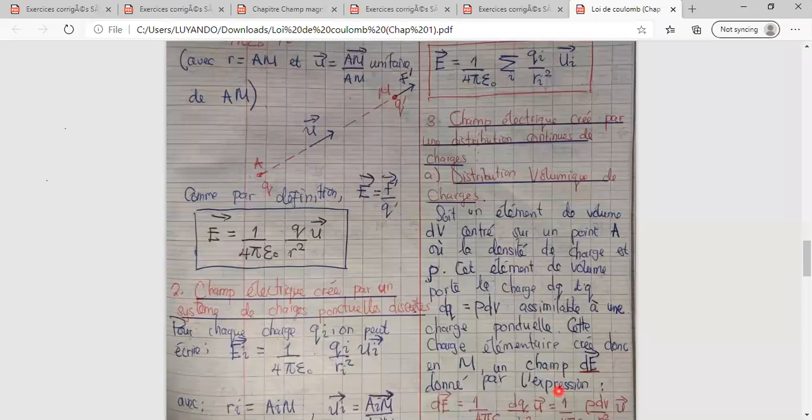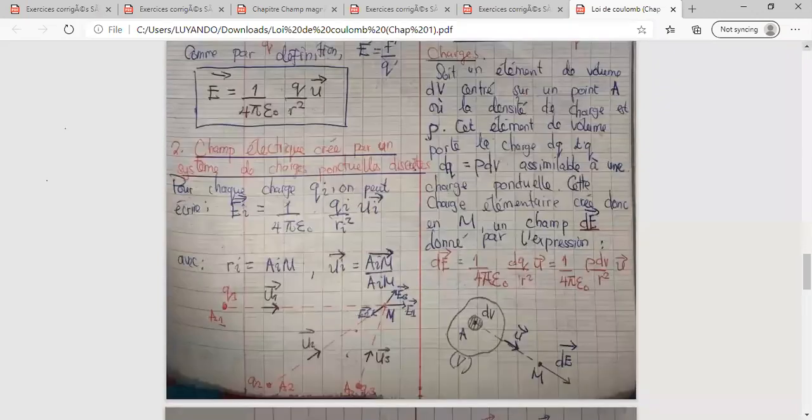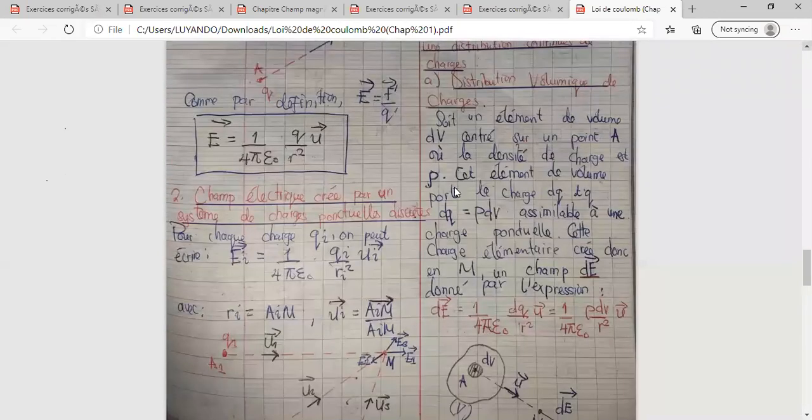So if we have a certain volume, a volume élémentaire dV at a point A where the density of charge is rho, this element of volume carries the charge dq, such that dq is equal to this, assimilable à une charge ponctuelle. Yes, we've read that. So we have dE. Now dE is the electric field produced by dq over dV. So we have a small volume, a small charge, a small electric field. I think this is the simplest way.